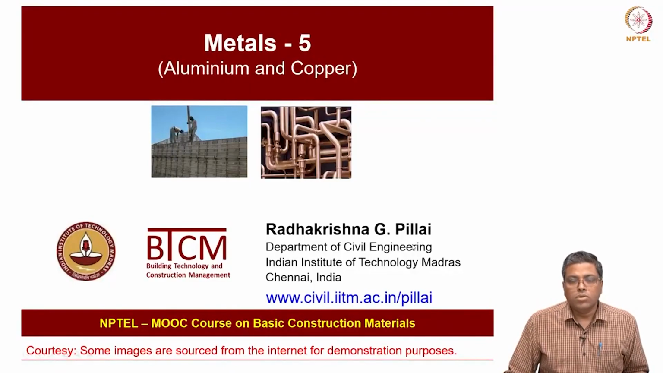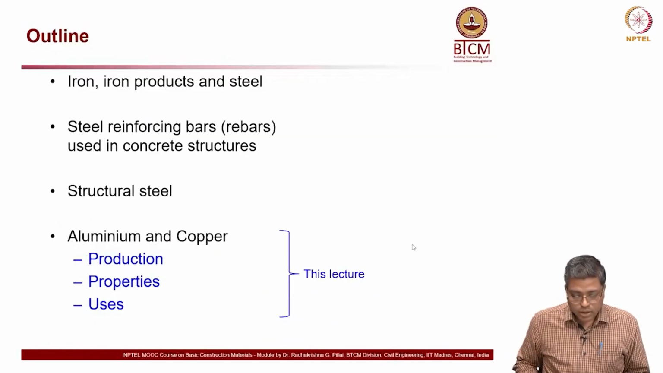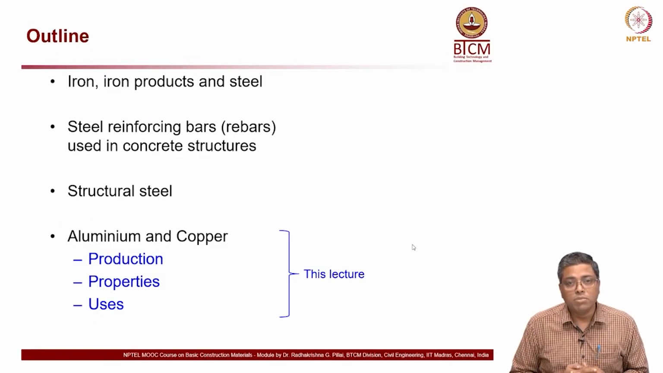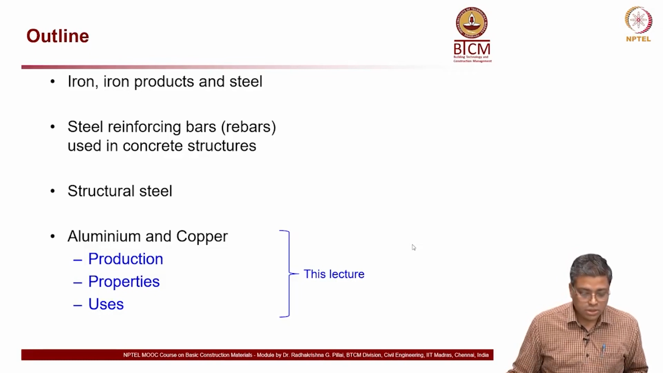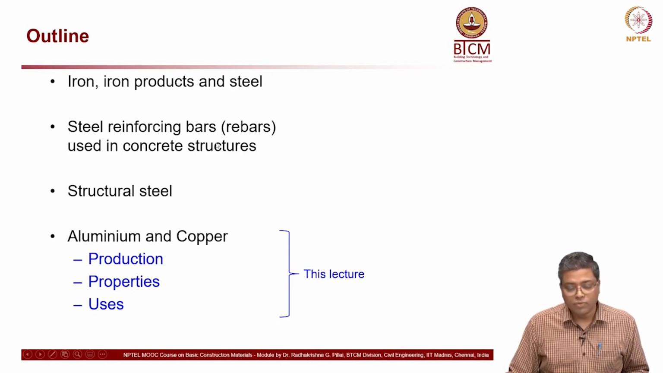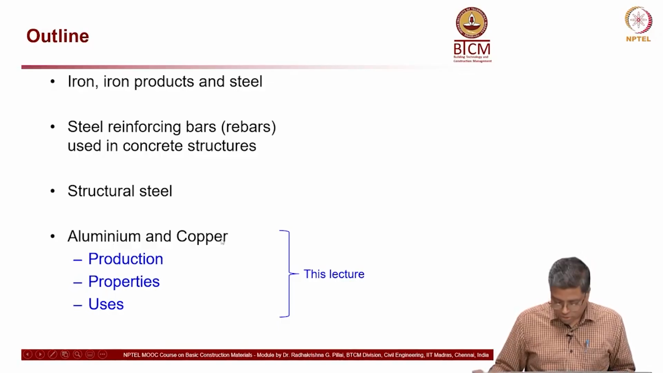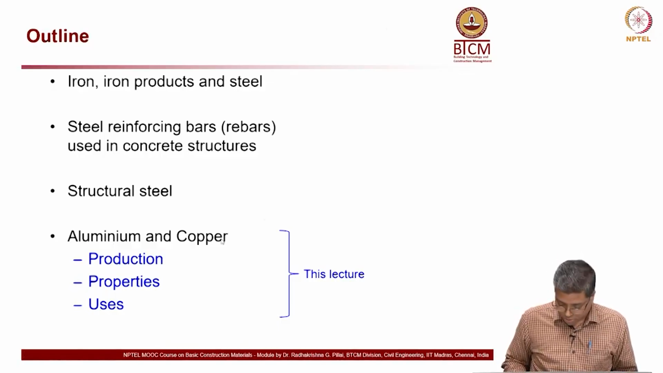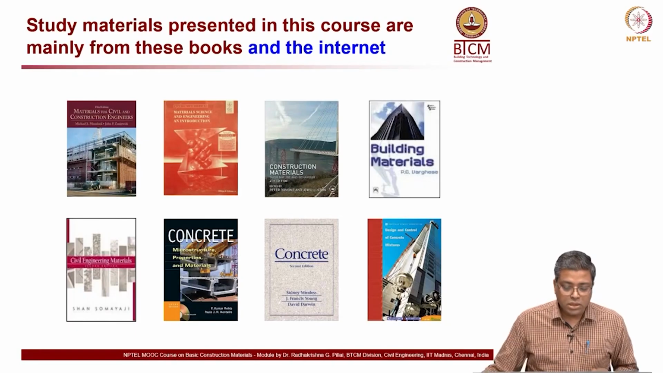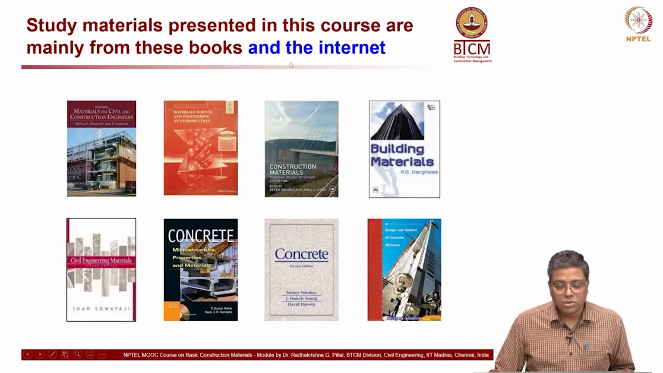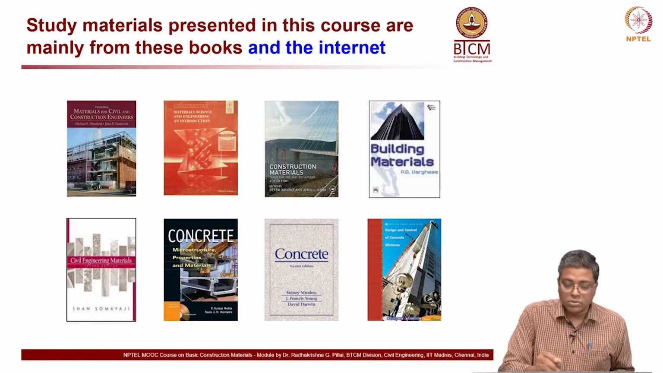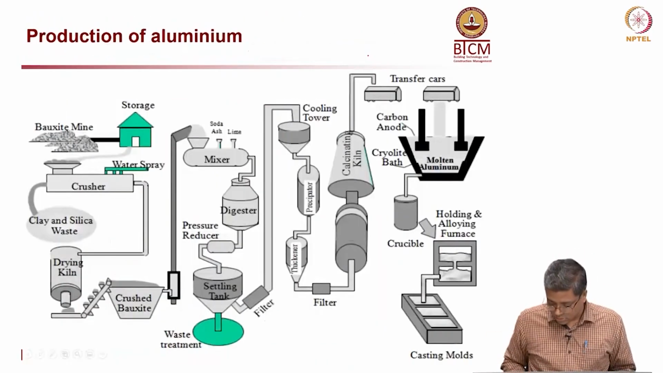Hi, in this course on basic construction materials, today we will look at aluminum and copper and their production, properties and uses. In the other lectures, we have covered iron products, steel, and then steel reinforcing bar, also structural steel, and now we are looking at aluminum and copper and their production, properties and uses. These are some of the books used for this course, and of course we have used a lot of material from the internet.